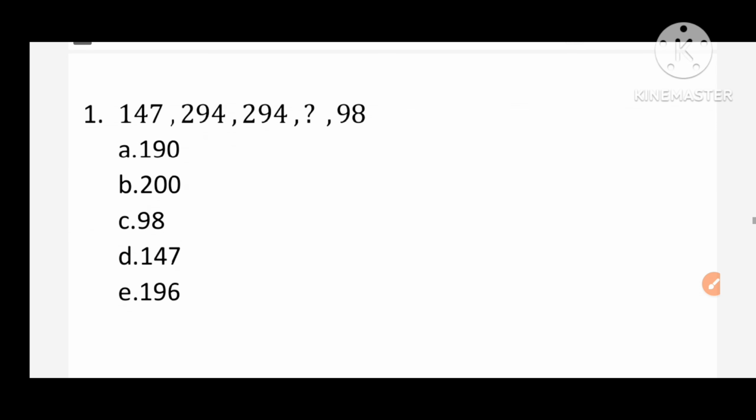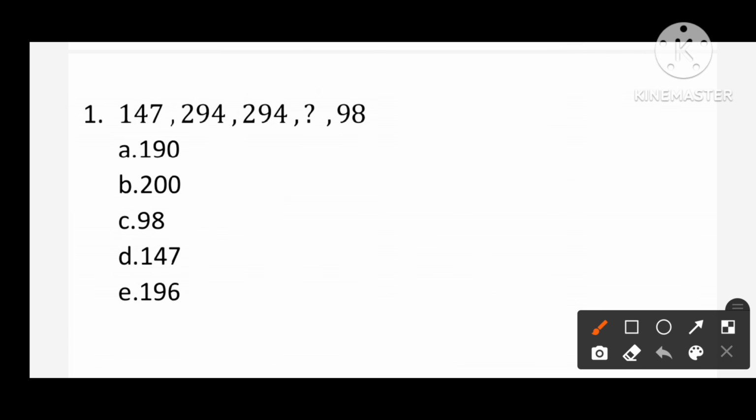Question number 1. Here it is very clear that it is into 2 times, then 1 times, 2 times, 1 times, 1.5 times. No, it is not possible. So we can write this as 147 divided by 1 divided by 2. So we get 294.